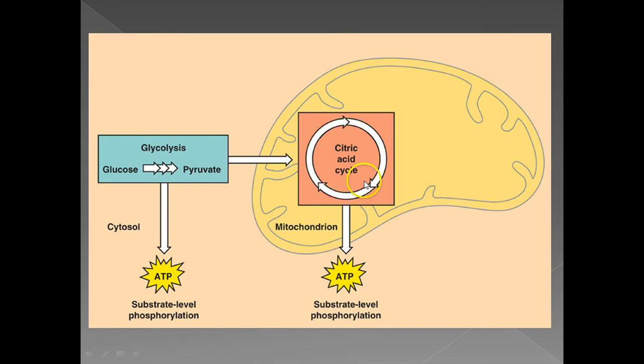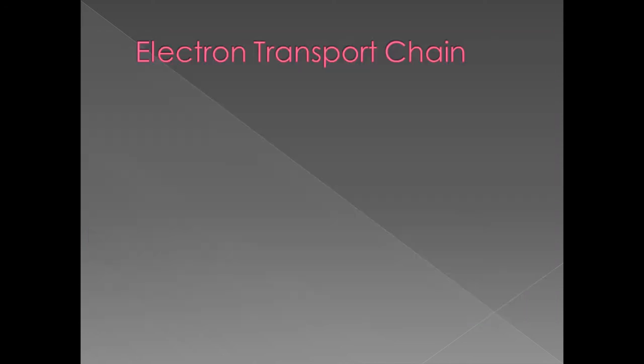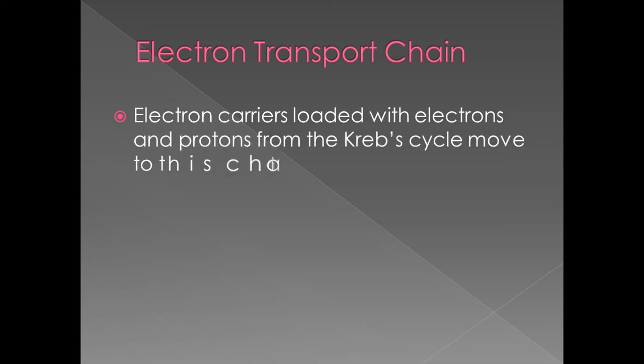Glycolysis moves into the citric acid cycle, where you get a little bit more ATP produced, but more importantly, you get those 2 coenzymes, which are used in the next step. The next step is called the electron transport chain.